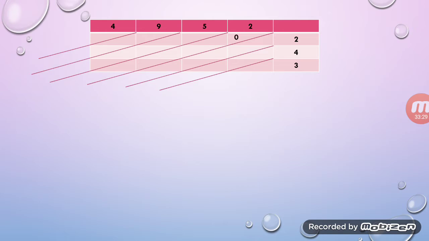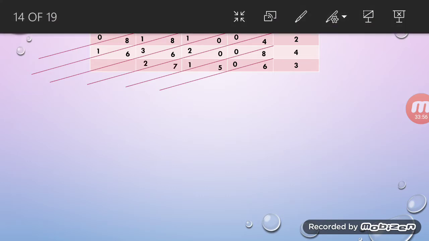2 times 2 is 4. 5 times 2 is 10. 9 times 2 is 18. 4 times 2 is 8. 2 times 4 is 8. 5 times 4 is 20. 9 times 4 is 36. 4 times 4 is 16. 2 times 3 is 6. 5 times 3 is 15. 9 times 3 is 27. And 4 times 3 is 12.